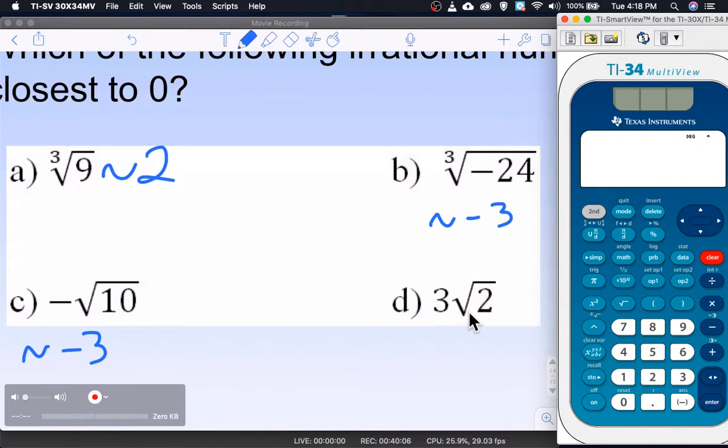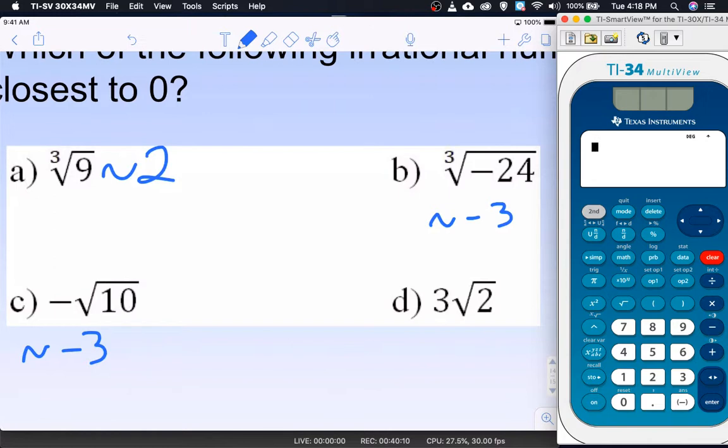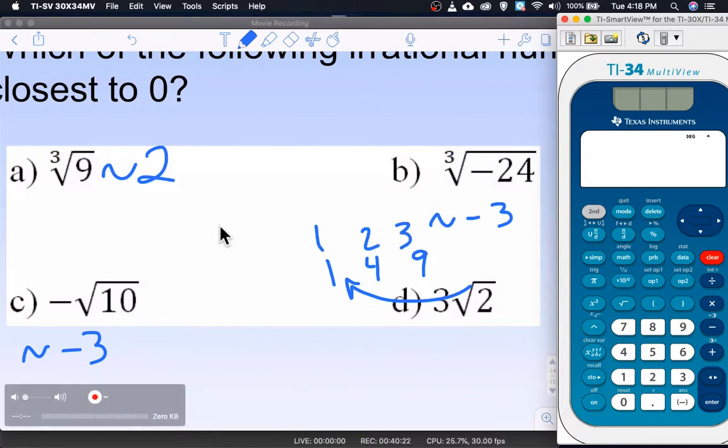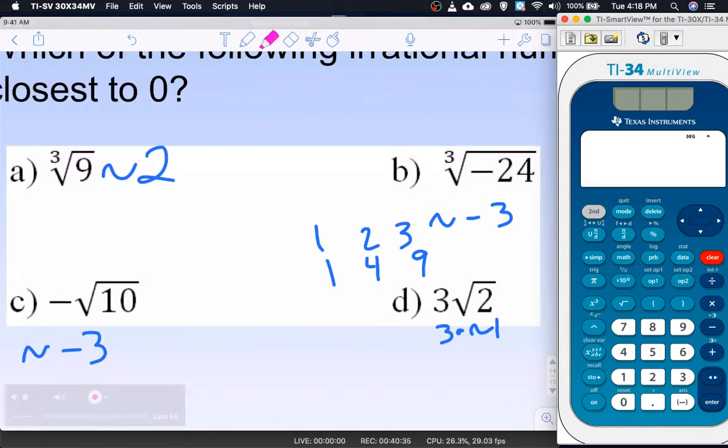The square root of 2 is really darn close to the square root of 1. My perfect squares, 1, 4, 9, he fits in here. He's much closer to 1 than he is to 4. So I'd call that a little bit closer to 1. So this is about 1 times 3 gives me about 3.